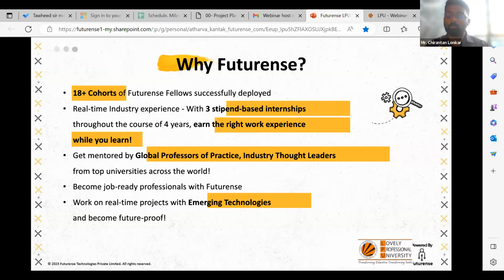You'll be having 3 internships. These internships are not free internships where you will be asked to get a coffee for your manager or take a printout for him or her. These will be stipend based internships where you will be working on industry level projects. A quality of work will be expected from you. You will be trained on that. You will be mentored by some of the best people in the industry.